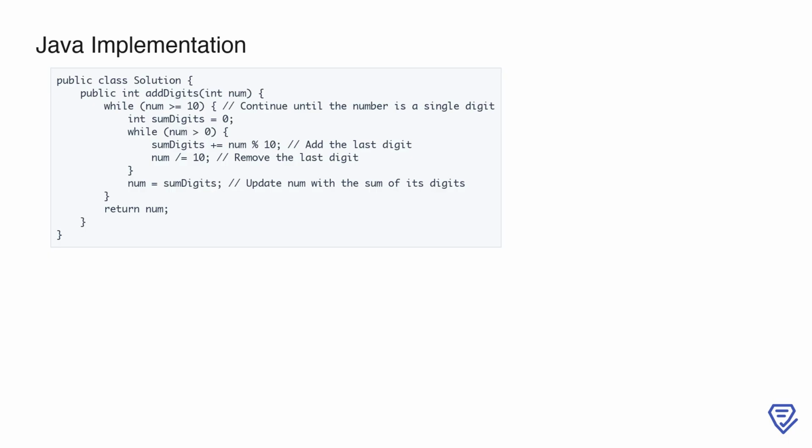This is the Java implementation of LeetCode problem number 258, add digits. The approach mirrors the Python logic, using a while loop to repeatedly sum the digits of the number until it becomes a single-digit value. Key differences include explicit type declarations for variables and the absence of Python-specific syntax. The logic remains identical: repeatedly sum the digits using modulo and division operations.